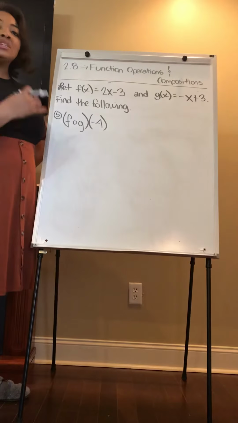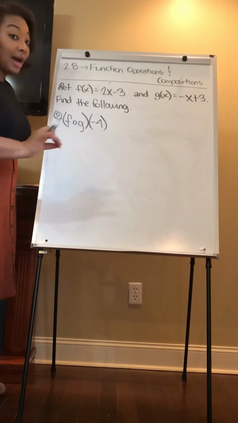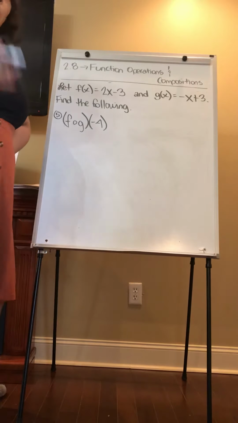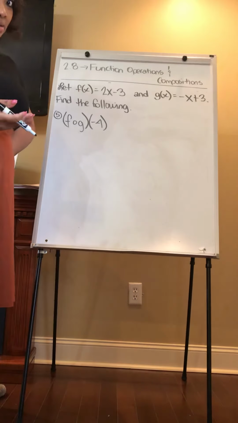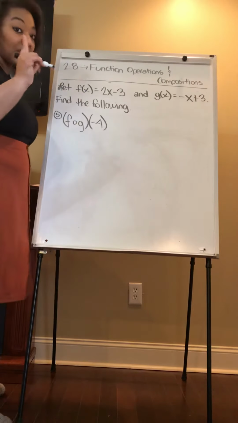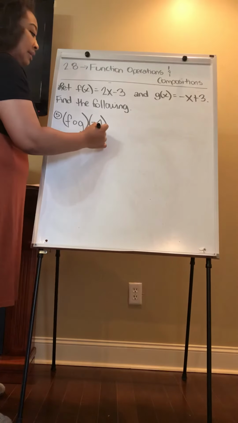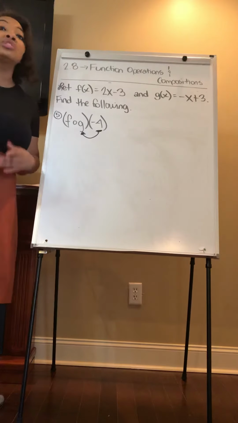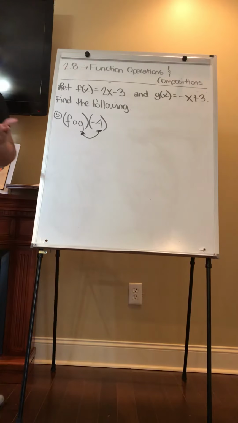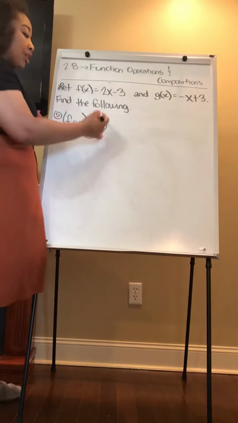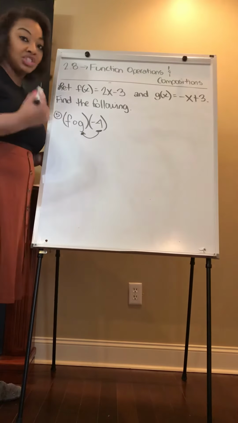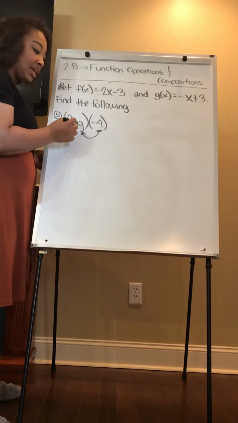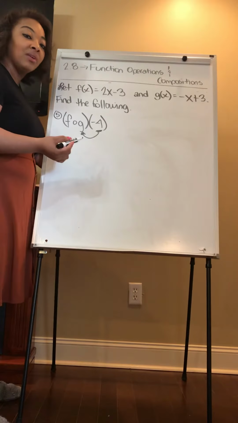Now, what this one specifies is that you do not plug negative 4 into both functions. This one does not work like the operations. So what you're going to specifically do is plug negative 4 only into the function that's closest to it. So it's going to look like we're working backwards. You're going to plug negative 4 only into g. That's your first step. Negative 4 goes into g because g is closest to the negative 4.